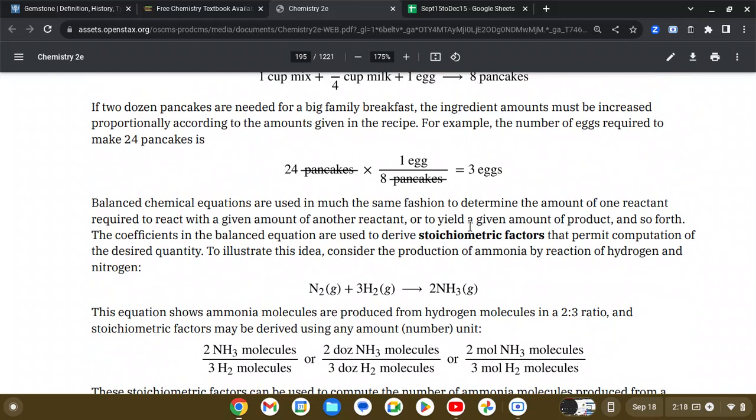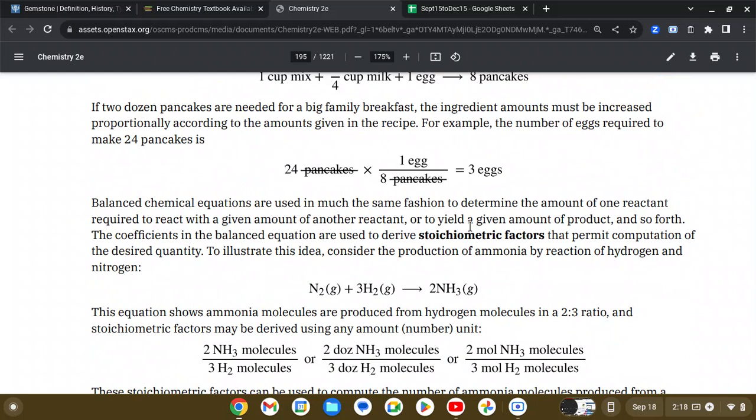Or there. Balanced chemical equations are used in much the same fashion to determine the amount of one reactant required to react with a given amount of another reactant, or to yield a given amount of product, and so forth. The coefficients of the balanced equation are used to derive stoichiometric factors that permit computation of the desired quantity.